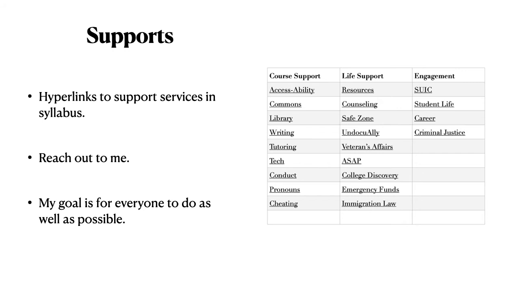It's always difficult when you're trying to get into an institutional bureaucracy like college. My goal is for everyone to do as well as possible. I think these supports help. When I was in college, I definitely utilized these supports when I knew they existed, and that's why I'm trying to make that available to you as well.